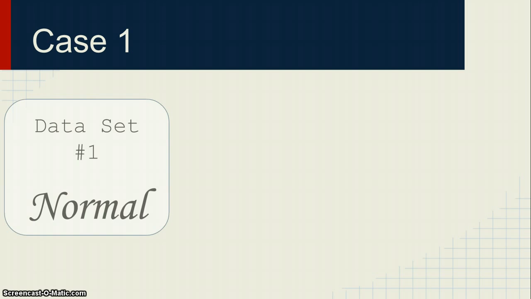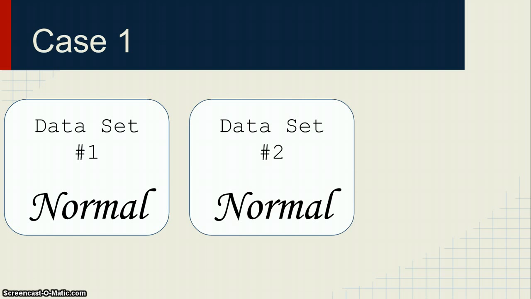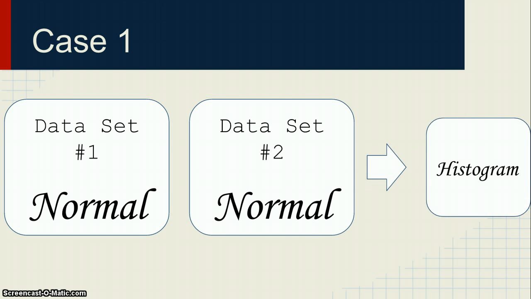Case 1. Data set number 1 has a normal distribution, and data set number 2 also has a normal distribution. If both of those things are true, then we are going to use the histogram along with the mean and standard deviation. Okay, get that down. Data set 1 and 2 are both normal: histogram, mean, standard deviation. Pause if you need to.